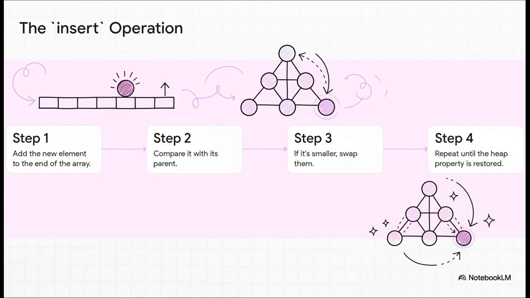So to add a new item, we actually break the rules for a split second. We just stick the new element in the first open spot at the end of the array. Then we have to fix things. We sift it up by comparing it to its parent. If it's smaller, we swap. And we just keep swapping our way up the tree until the heap rules are satisfied again.